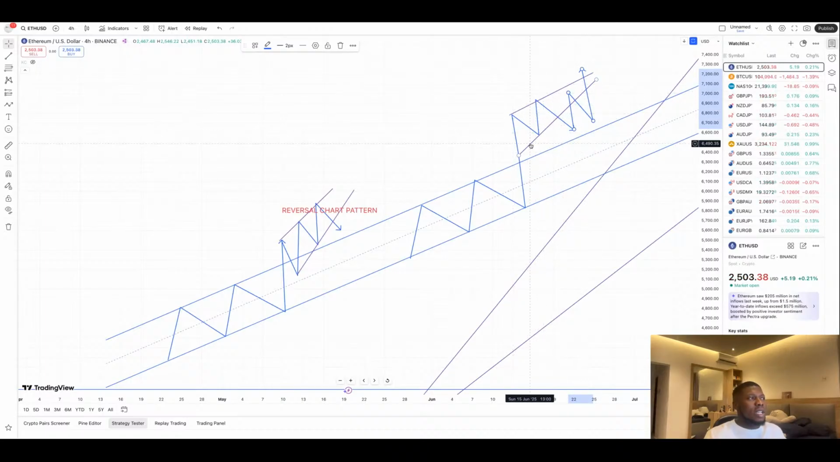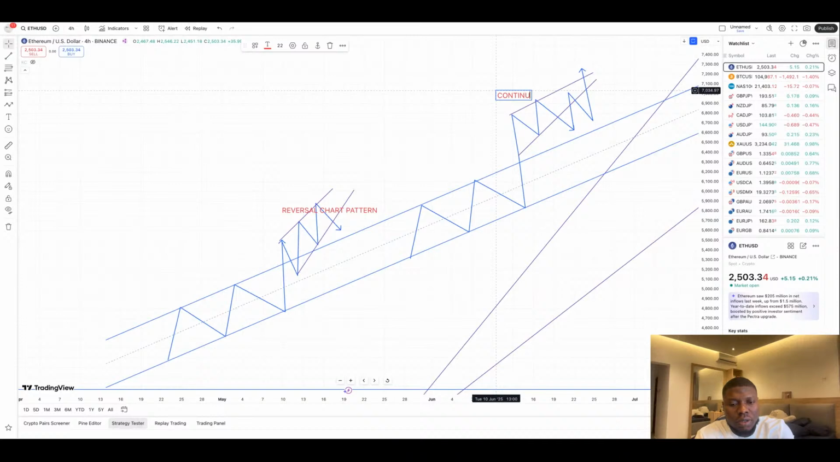So this is a continuation triangle, whereas this is a wedge, your rising wedge, that is reversal. So know the difference. If there is a breakout, an immediate pullback and continuation, like forming a pattern.